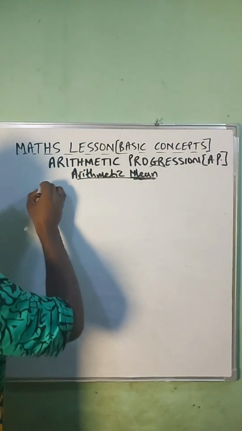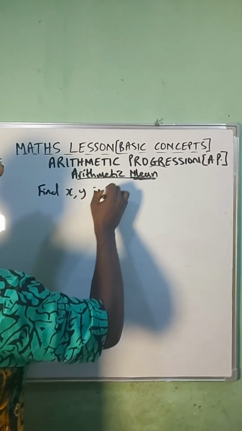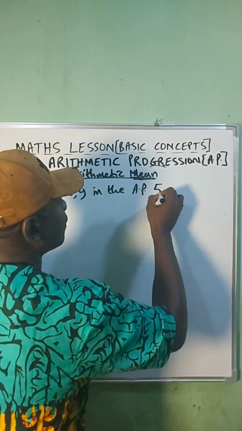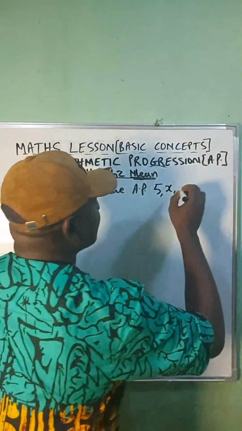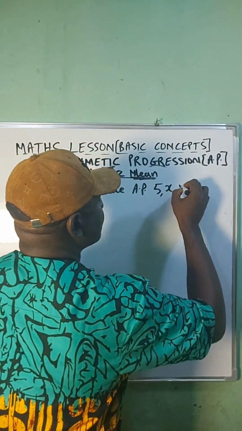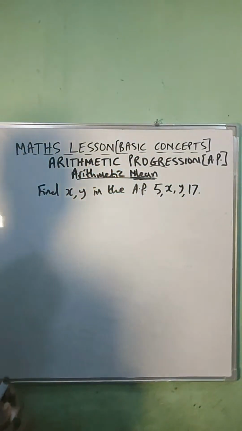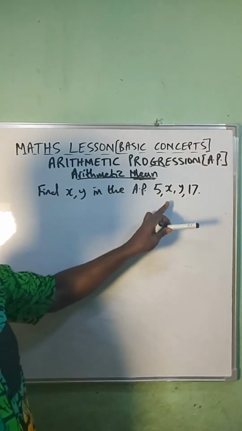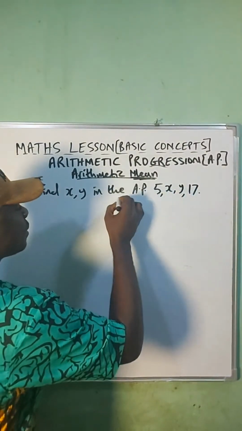Find x, y in the AP 5, x, y, 17. Find the values of x and y in the arithmetic progression. This one is also very simple. What do we do? Solution.